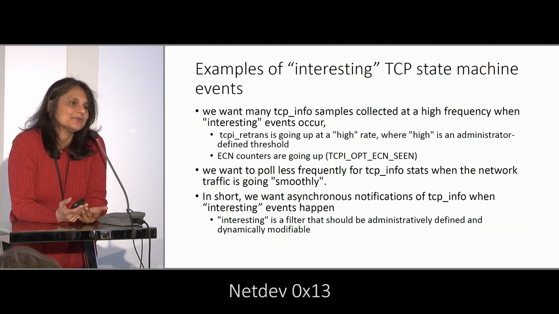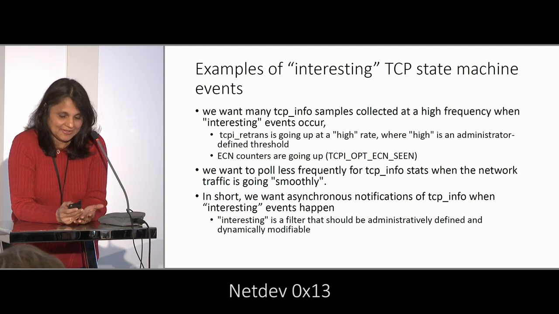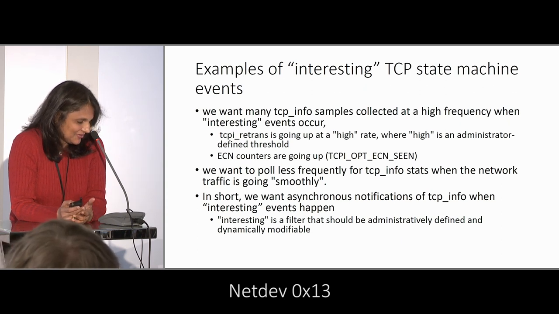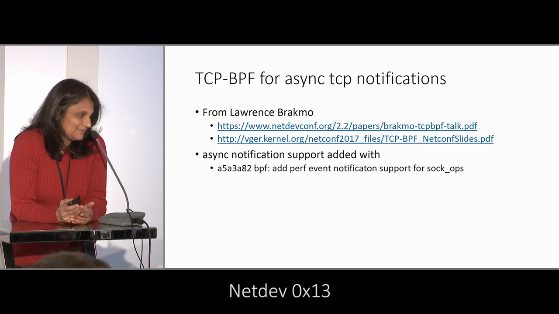The most obvious way to say something interesting is going on is you see a lot of retransmissions or you see a lot of ECN counters going up. The rest of the time you want to poll less frequently. And you want to define what is interesting through filters. And here the TCP BPF infrastructure actually comes in very useful.